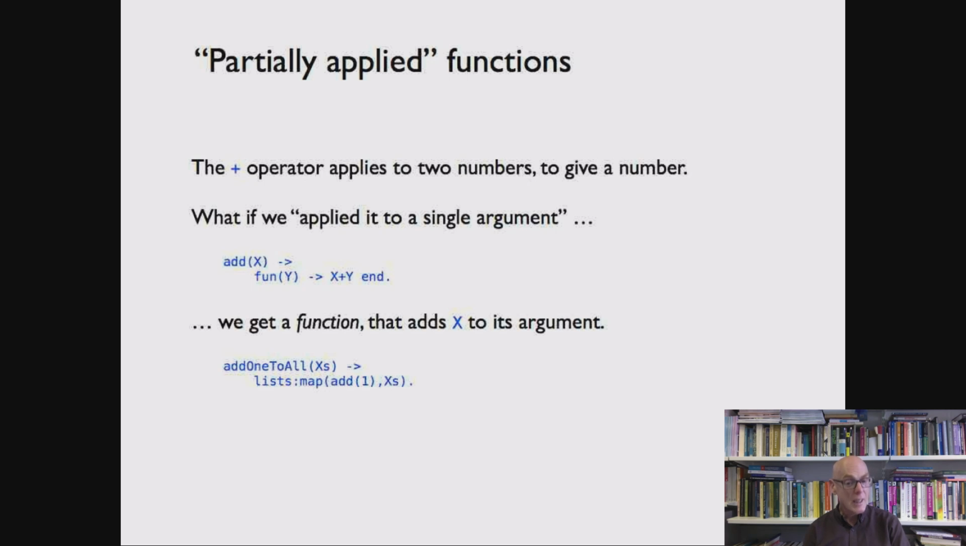Remember, that's the function that adds 1. It's fun y goes to 1 plus y, and that could then be applied to a variable. So addToAll takes a number and a list of numbers and adds that number to each of the elements. What we do is map the add n function along the list, because add takes a number and returns a function. So add n is a function that takes y and returns n plus y.